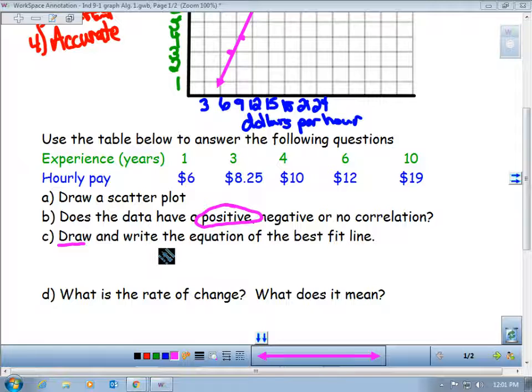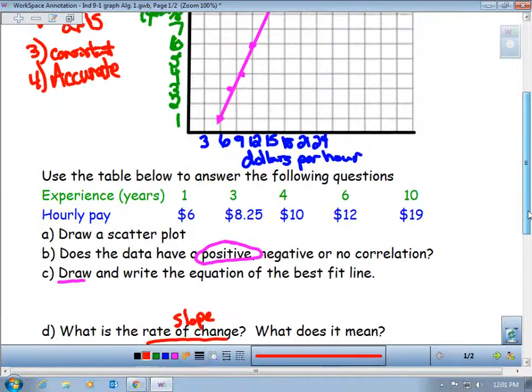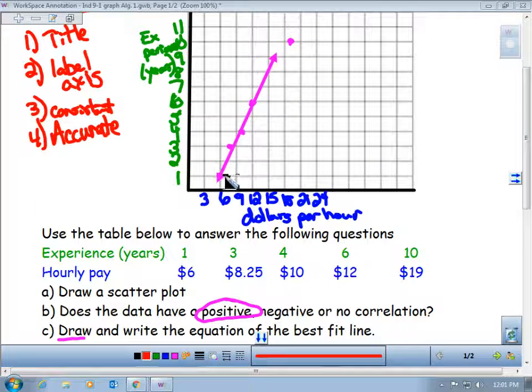So the second part is we're going to write the equation for this line. And really, it's going to involve me doing part D first, which is what is the rate of change? Guys, the rate of change is just a fancy word for what is the slope of this line. Now, one of the ways we found to find the slope is to take 2 points that you know, like this one right here and this one right here.